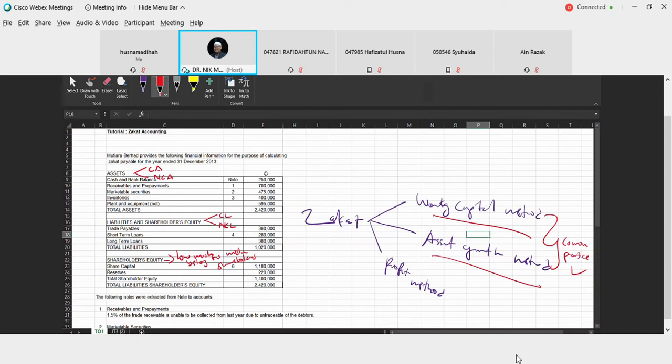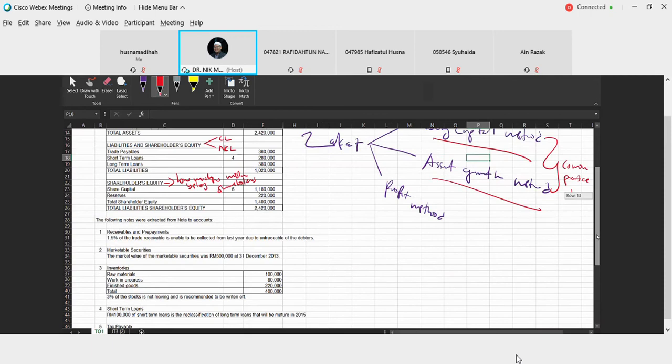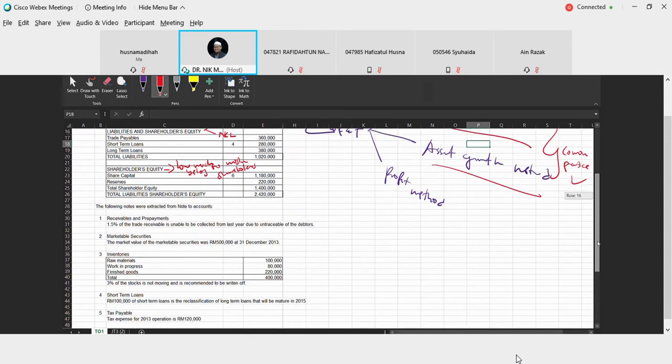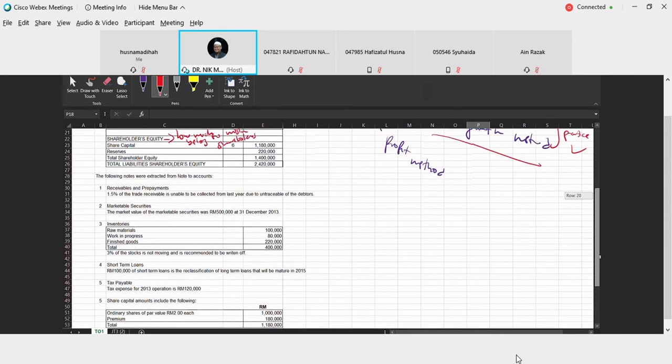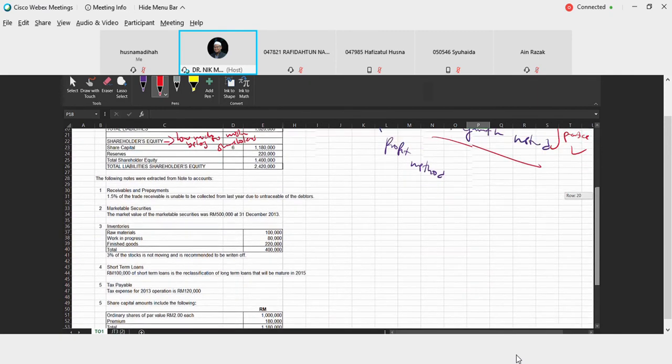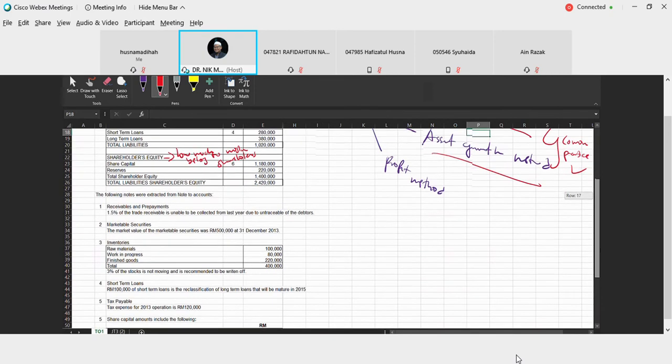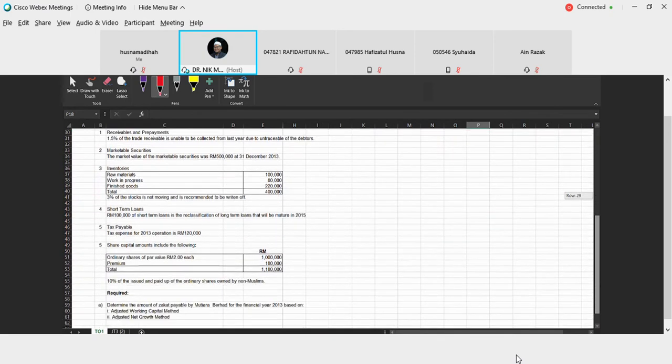And most probably you are going to be given this kind of information, which is some information that reflects assets, some information that reflects liabilities, and some information that reflects the equities of the companies. And you also will be given some information on what kind of adjustment you need to make in order to prepare your adjustment calculations.